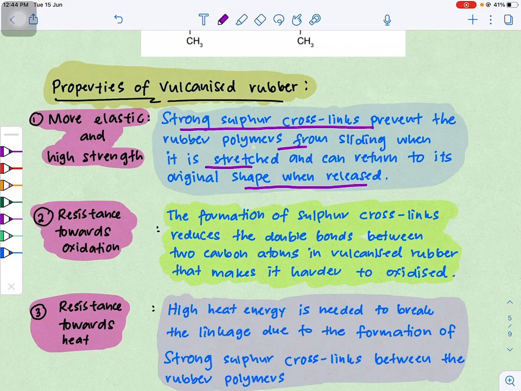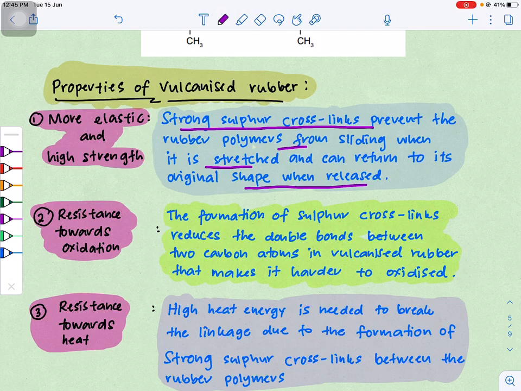Dia ada sulfur dekat tengah. So when you try to stretch, sulfur tu akan menarik semula the rubber polymer to its original shape and also prevent them from slide. So kalau kita ada original rubber, bila kita overstretch, dia akan menyebabkan dia tak return back to its original shape sebab dia slide. Dia turun daripada layer jadi duduk bawah layer yang kedua. Macam itulah konsep slide. Tapi kalau we have the vulcanized rubber, it didn't slide sebab the presence of sulfur crosslink akan menghalang sliding itu berlaku. Bukan itu sahaja, dia akan membantu untuk return to its original shape when released.